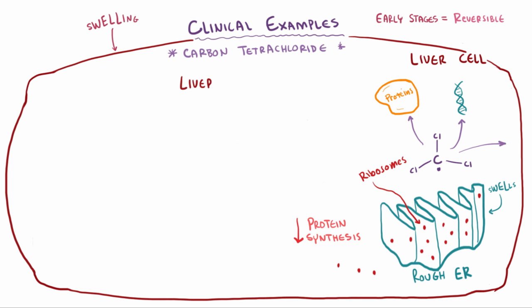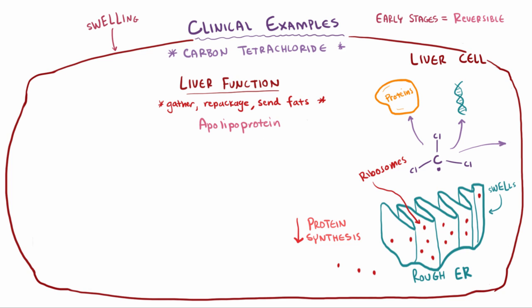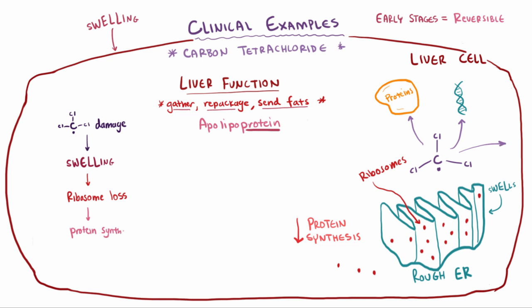And what does our liver do again? Oh, right. It gathers up fat and cholesterol from the diet and repackages it and sends it back on its way. This repackaging process is done by our good friends, the apolipoproteins. Proteins that help receive, pack, and send back out the fats and the cholesterol. So if carbon tetrachloride, or rather trichloromethyl radical, damages the liver cell and causes swelling and loss of ribosomes, then you'll get this decreased production of proteins and a decrease in our friends, the apolipoproteins.